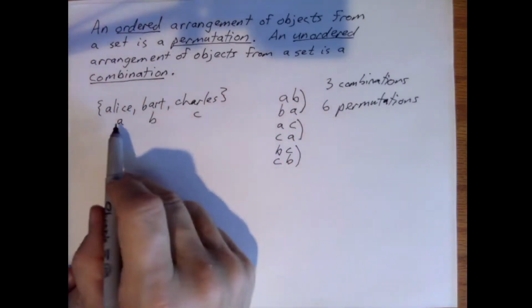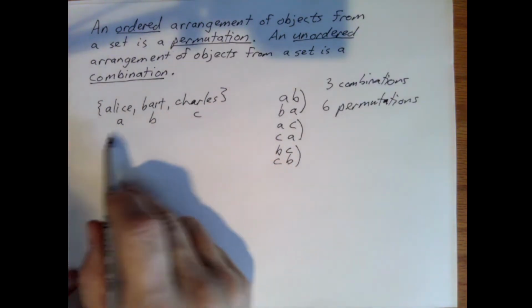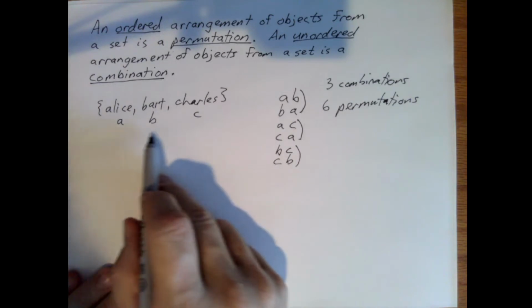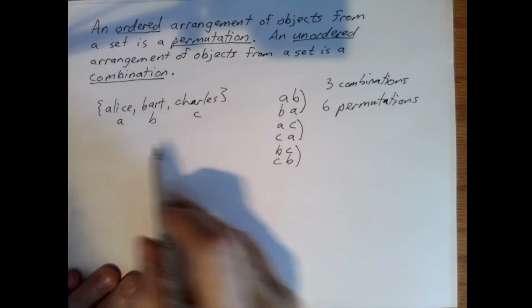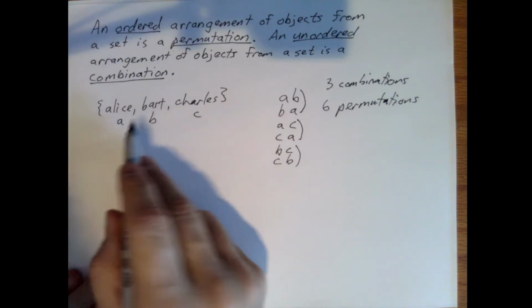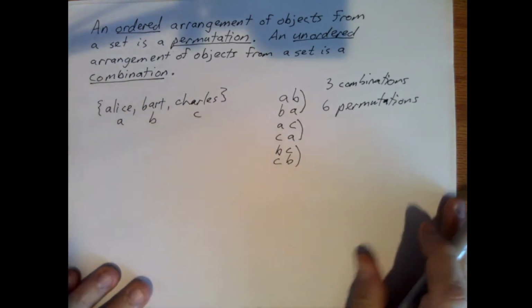And in fact, if I was picking all 3 people, there really is only one combination because ABC and ACB and CAB are all the same. But there would be 3 times 2 times 1 equals 6 permutations in that case.